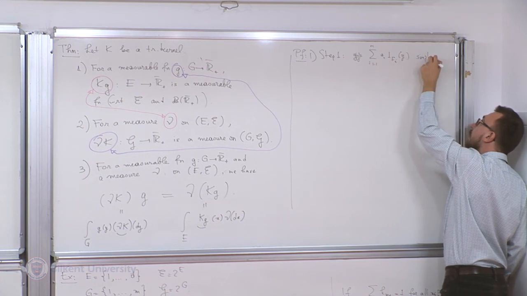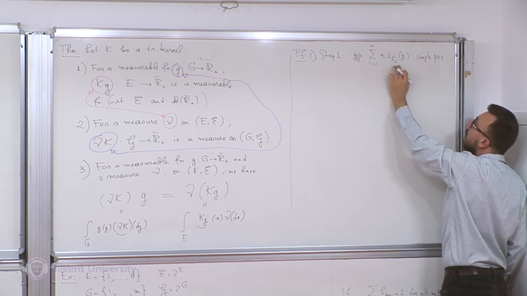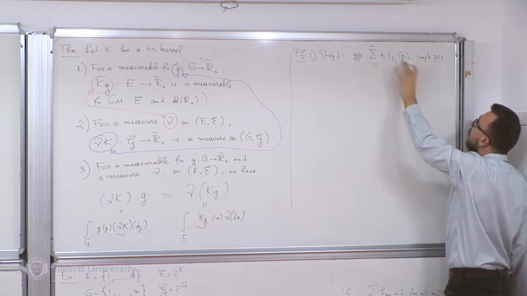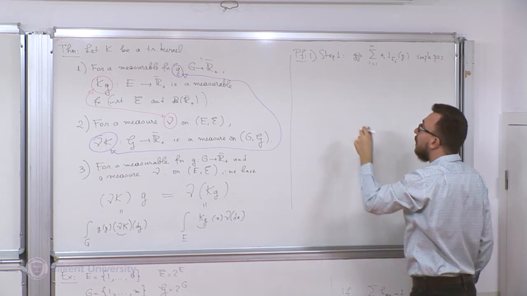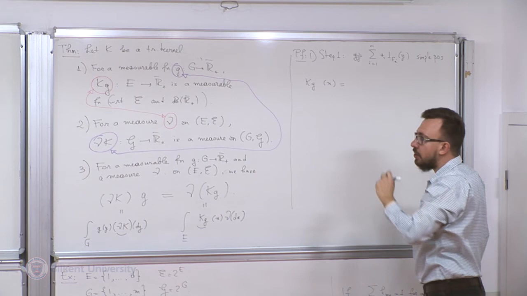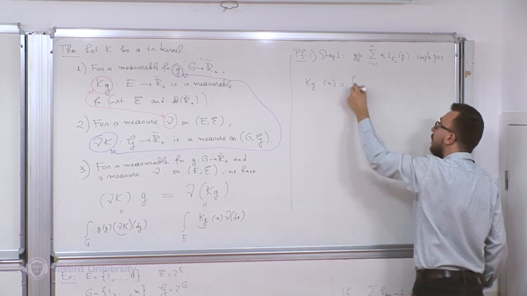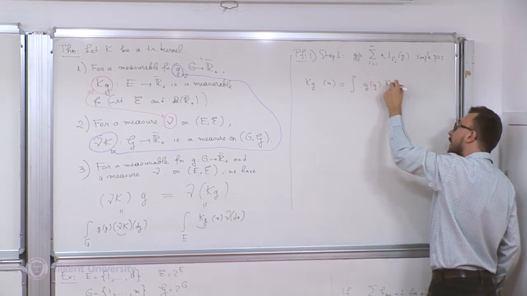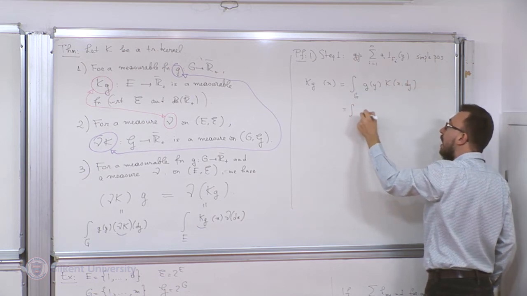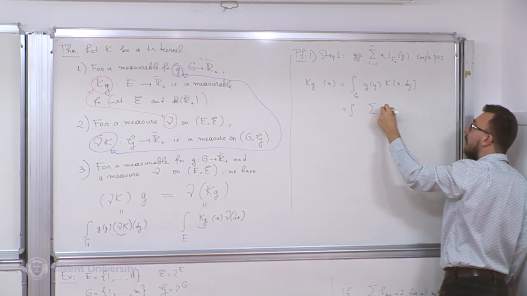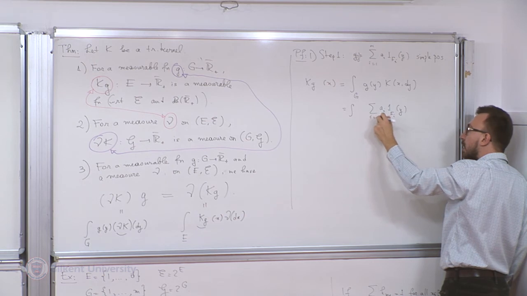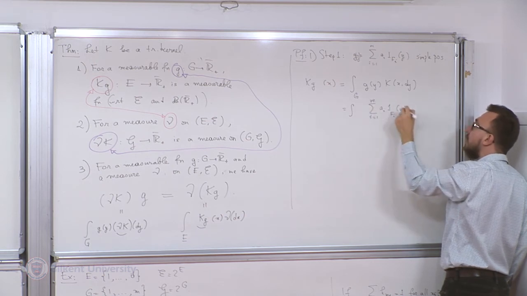Simple positive. So I don't tell what these things are, right? These are measurable subsets of G, and these are positive numbers, so that this is a simple positive function. Now what is kg of x? Kg of x is the integral of g with respect to k. And g is the sum of those constants times indicators.